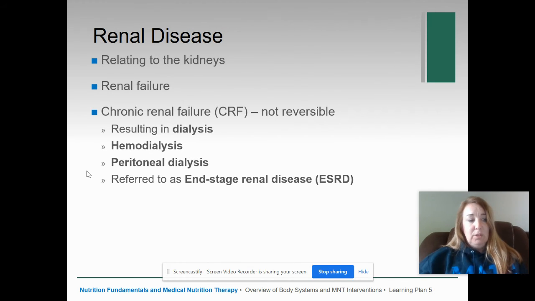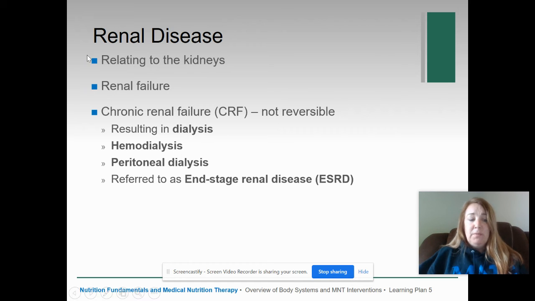So remember, the function of the kidneys is to form urine, produce hormones, and form vitamin D. So if the kidneys aren't working properly, then we can see some significant problems in overall health. Oftentimes, someone with CRF or ESRD has low iron status as well, because one of the hormones that the kidney produces is erythropoietin, which is responsible for the production of red blood cells.